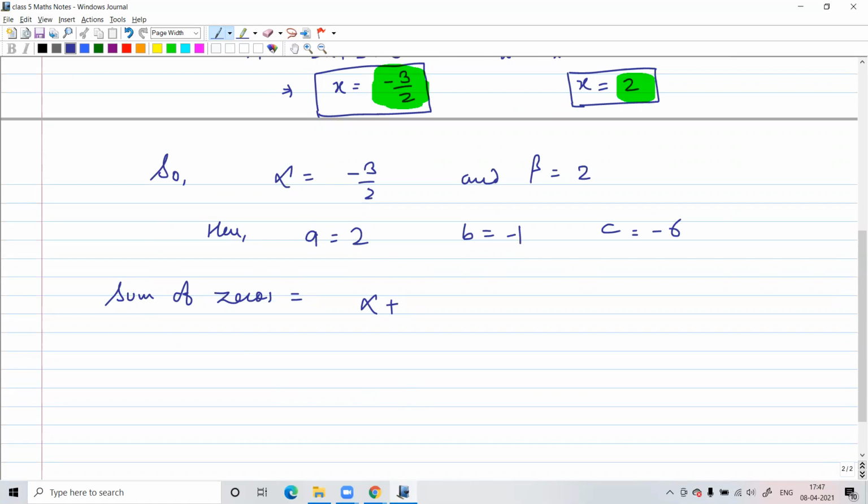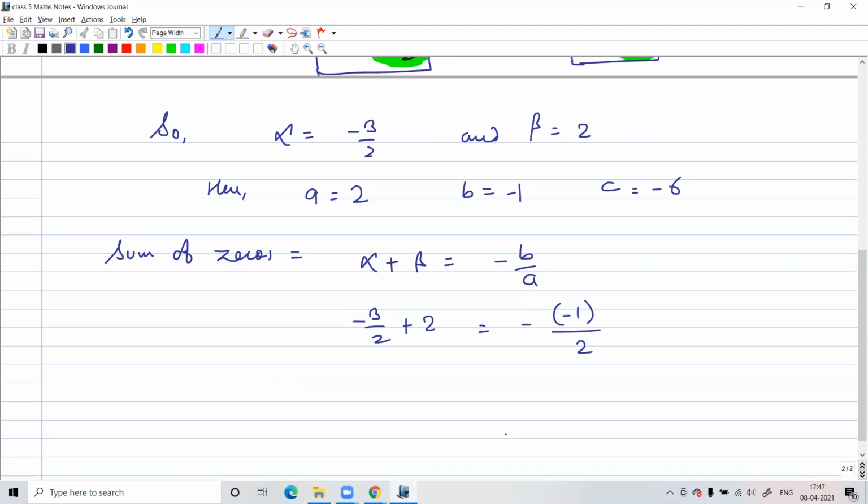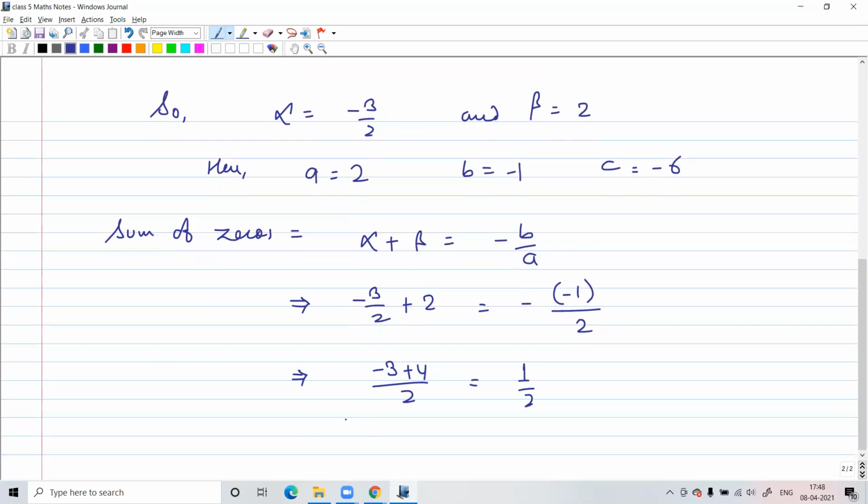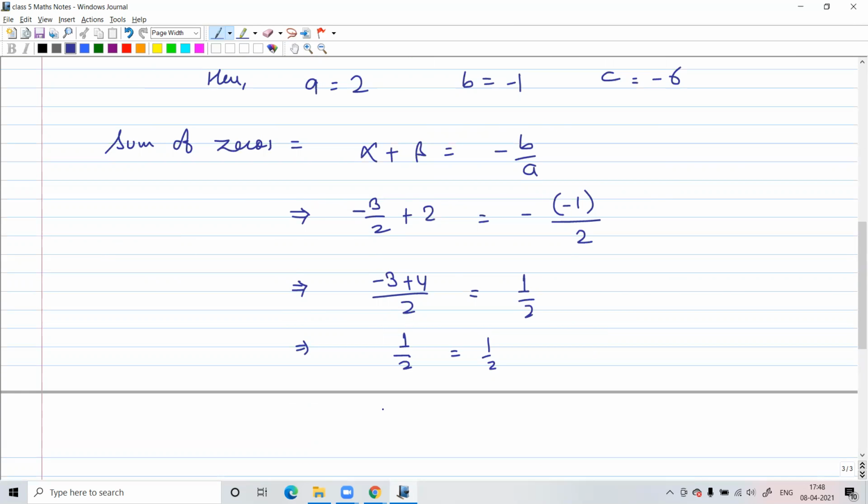Sum of zeros should be alpha plus beta, and this should be equal to minus b by a. Alpha is minus 3 by 2, beta is 2, which should be equal to minus of minus 1 by a. What is a? A is 2. So as you can see, this becomes minus 3 plus 4 by 2, and this is 1 by 2. This is also 1 by 2. So LHS is equal to RHS. So sum of the zeros is verified.